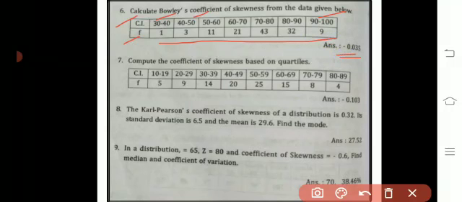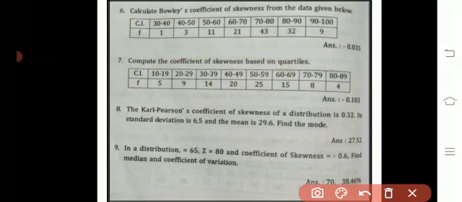One more question is there, calculate the coefficient of skewness based on quartiles. It means Bowley's coefficient of skewness. Here also class intervals and frequencies are given, but you can check here the class intervals are of inclusive type. First we have to convert inclusive classes into exclusive classes and then find as usual quartiles Q1, Q2 and Q3 and use Bowley's coefficient of skewness and calculate the skewness and check here whether the answer is minus 0.103 or not.